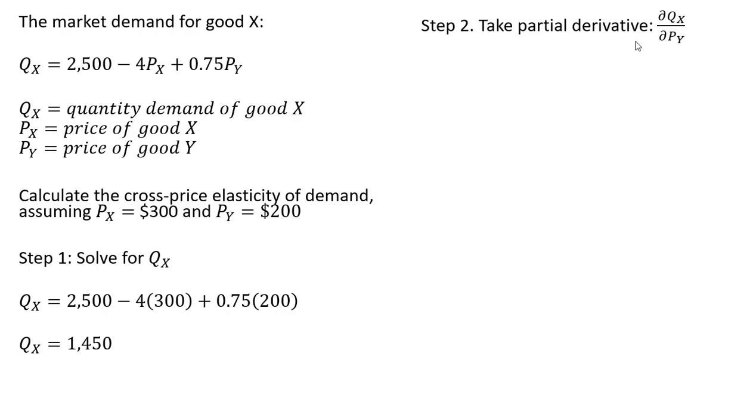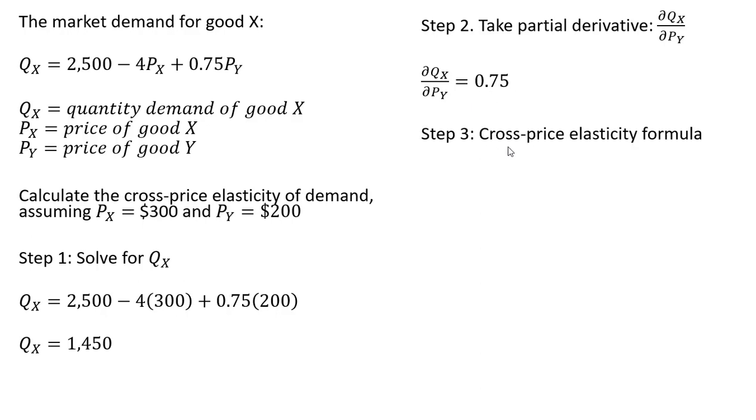Step two, we're going to take the partial derivative, which is given by this notation. So we're going to take the partial derivative of the demand equation with respect to the price of good Y. And this is fairly easy. It's just going to be the coefficient on the price of good Y term. So 0.75, it's positive, so this is positive 0.75.